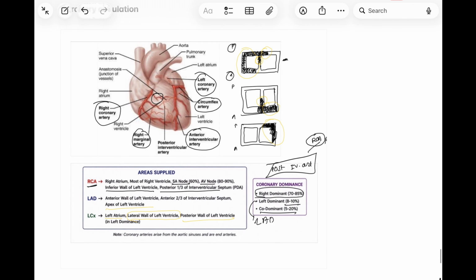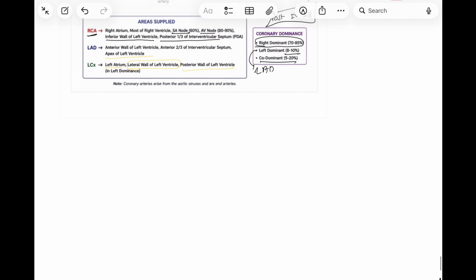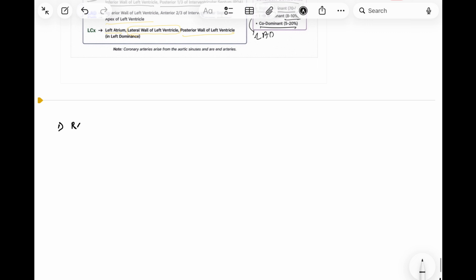So this was a basic coronary circulation that we must understand. Now we are going to learn about the individual arteries. First one to understand is RCA, that is right coronary artery.